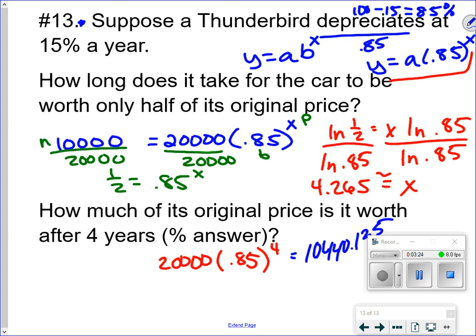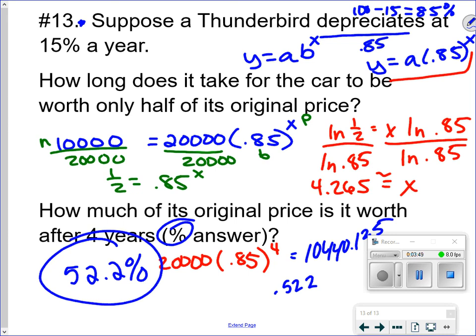So I'm going to take that $10,440.13 and see what percent it is out of 20,000. So I take that $10,440.13 and divide it by the original value of 20,000, and we get 0.522, which means after 4 years, this Thunderbird is worth 52.2% of its original value. So 52.2% is the correct answer.